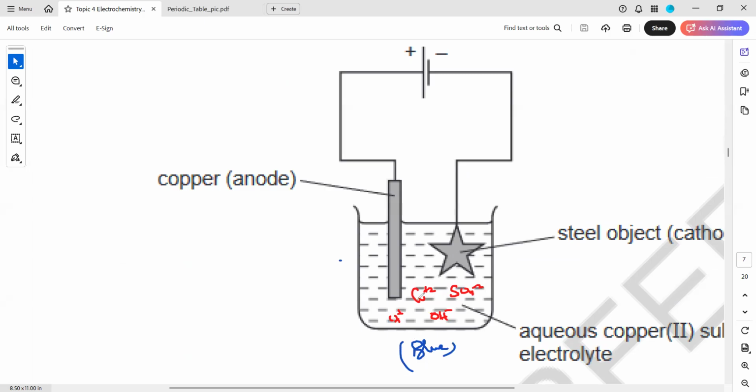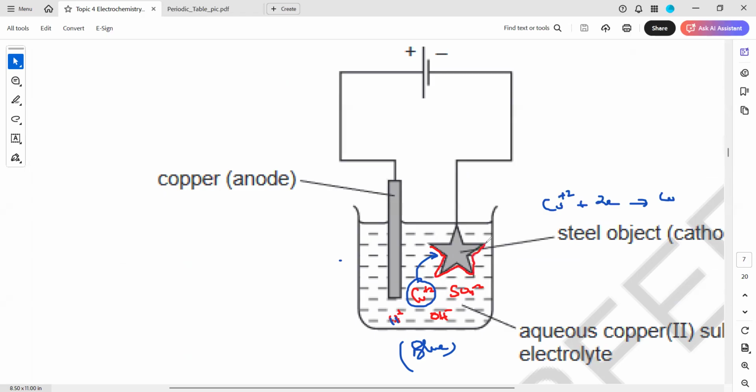Now what happened? We have hydrogen and the copper ion, but copper is less reactive, so it will move towards the cathode. When copper ions are there, they will be attracted towards the cathode and form a copper atom. When it forms a copper atom, the copper atom will stick to the object.